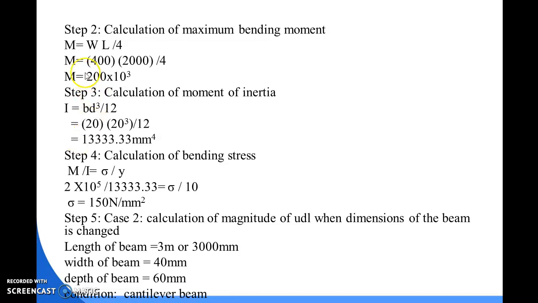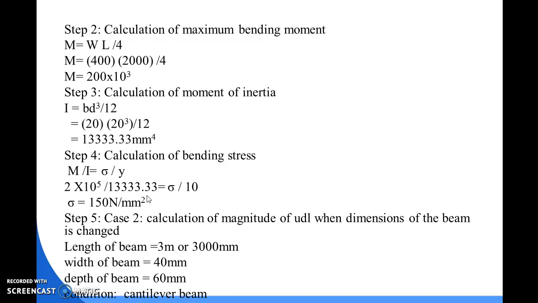So now we got the value of M, we got the value of I. So in step 4, we can calculate the value of sigma by putting the value of M, I and y. As it is a rectangular section, the neutral axis lies at half of the depth. So depth is equal to 20, half of the depth is 10. M value is 2 into 10 to the power 5, I value we got 13333.33, and y value is 10. Hence, sigma value will be 150 Newton per mm square. Hence, we got the value of bending stress for the simply supported beam type.